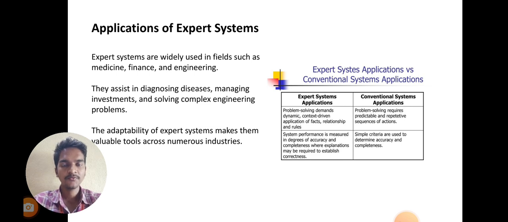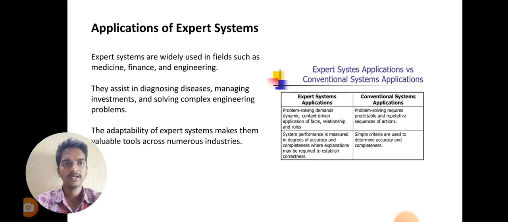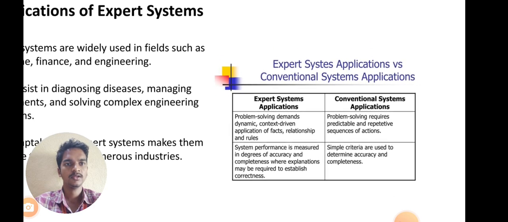So we have discussed that expert systems are used in fields such as medicine, finance, and engineering. Diagnosing diseases is used in medicine, managing investments is used in finance, and solving complex engineering problems is applied in engineering. And next, the adaptability of expert systems makes them valuable tools across numerous industries. And there is a small diagram that gives a brief idea about applications of expert systems.